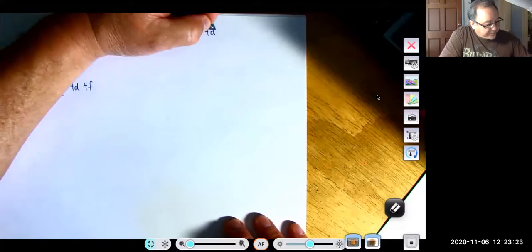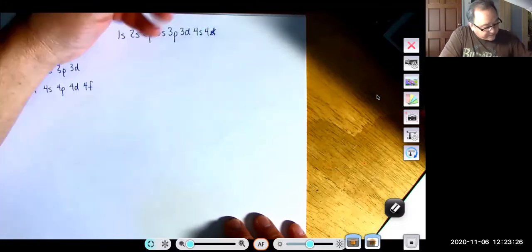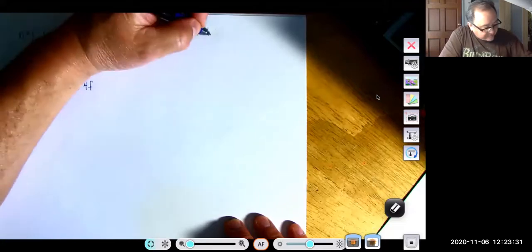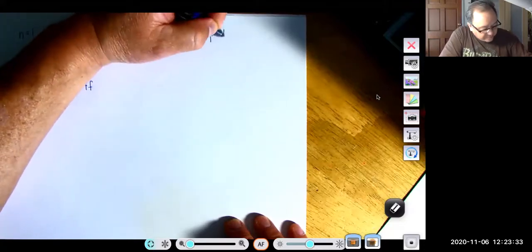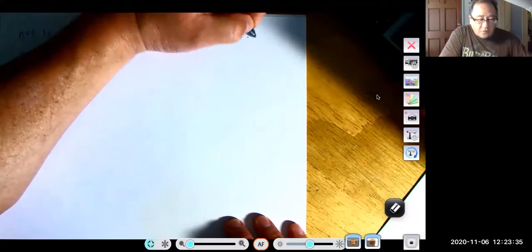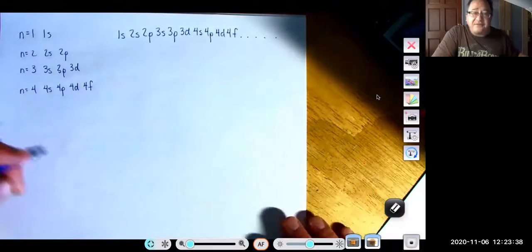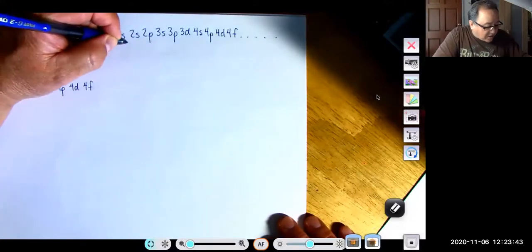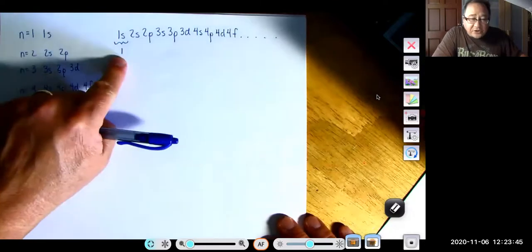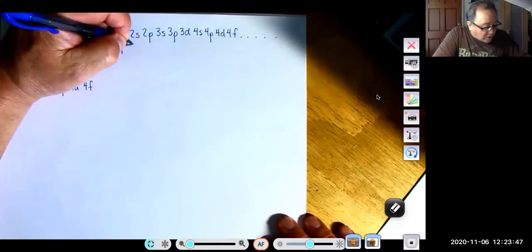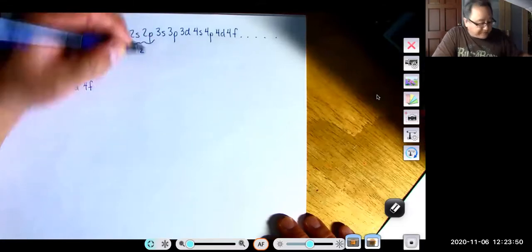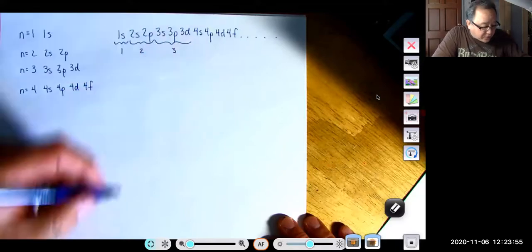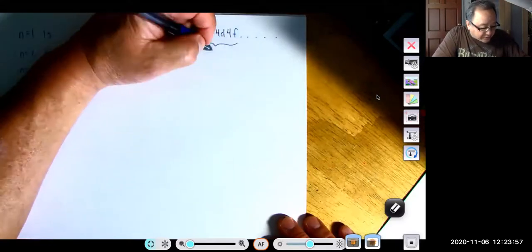Oops. Let's wipe that out just to make it a little neater. And this would go on for shell 5, shell 6, and shell 7. And what you're supposed to notice here is that all of the subshells in the first shell are more stable than all of the subshells in the second shell, which are more stable than all of the subshells in the third shell, which are more stable than all of the subshells in the fourth shell.